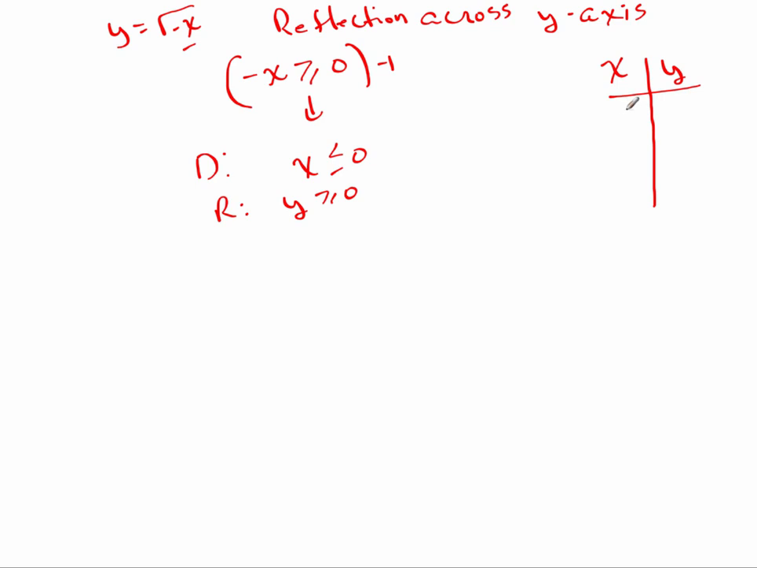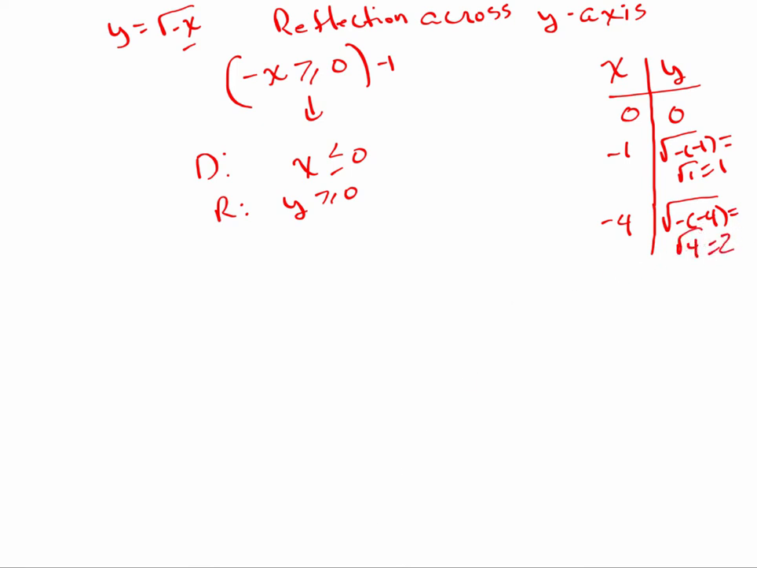So let me plot my points. When x is 0, y is 0. Now I have to go backwards. All right, I have to go left. When x is -1, y is the square root of -(-1), which is the square root of 1 or 1. When x is -4, y is the square root of -(-4), which is the square root of 4 or 2.